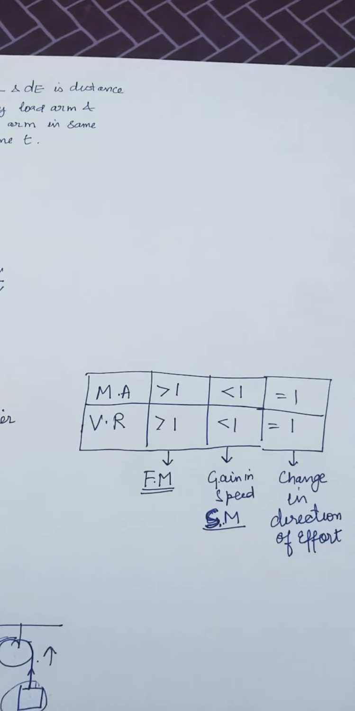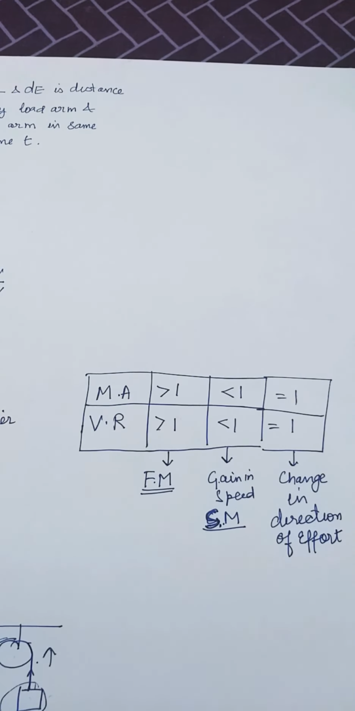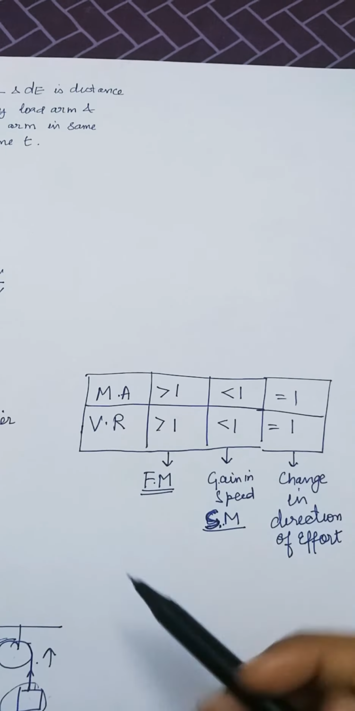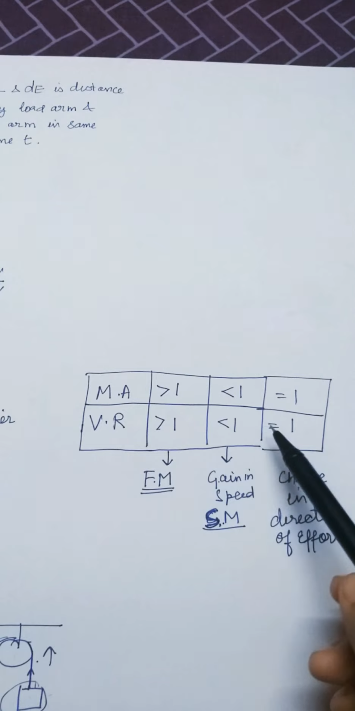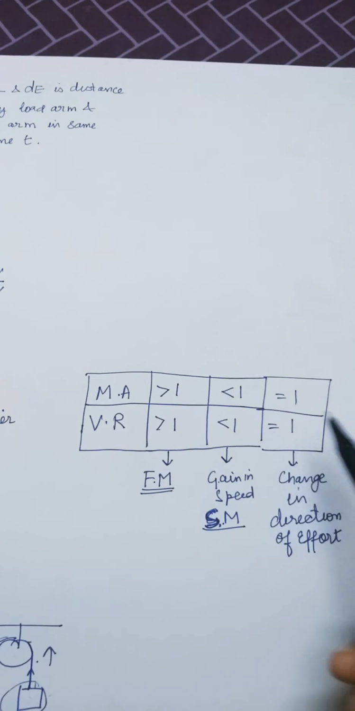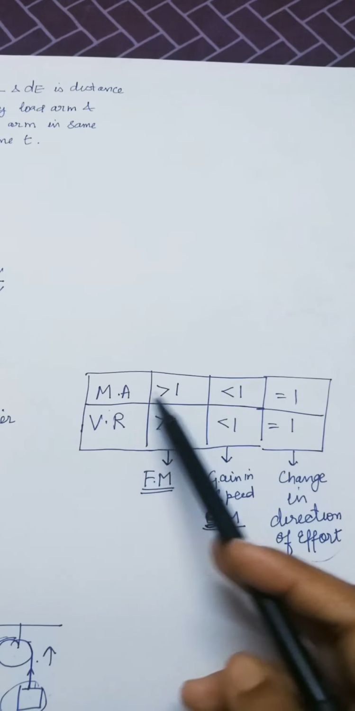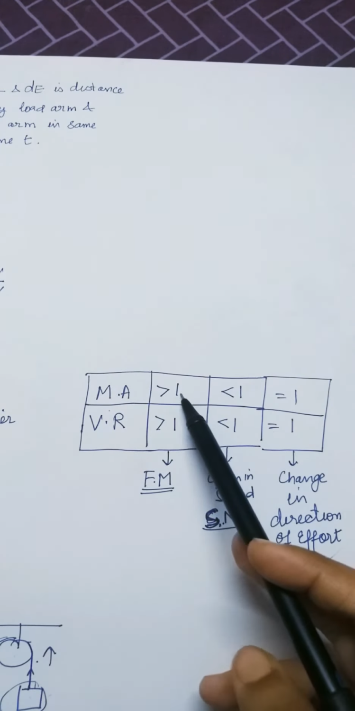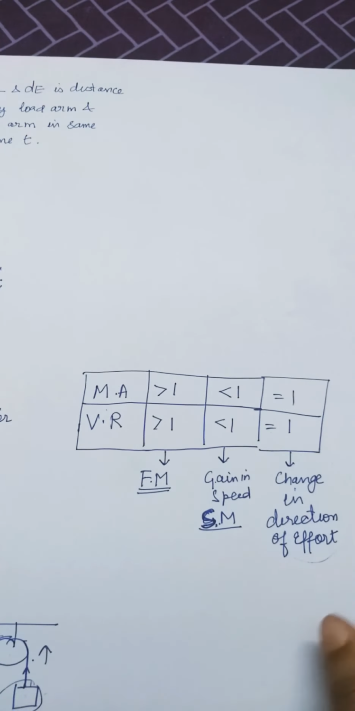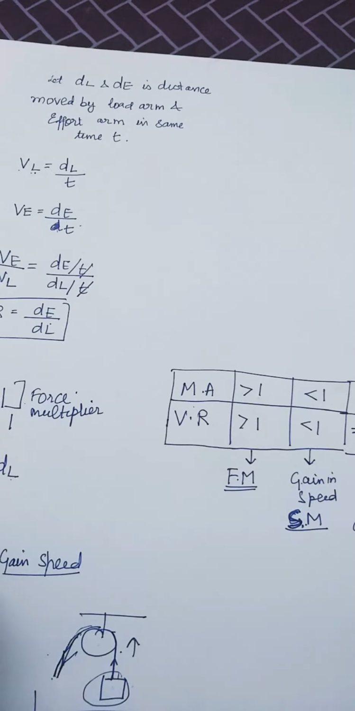So with the help of this table, you can remember in which case your machine will act as a force multiplier. Like if they give you VR equal to 1, you will say the machine will change the direction of the effort applied. When MA is greater than 1, you will say the machine will act as a force multiplier. Like this you can learn the things easily.